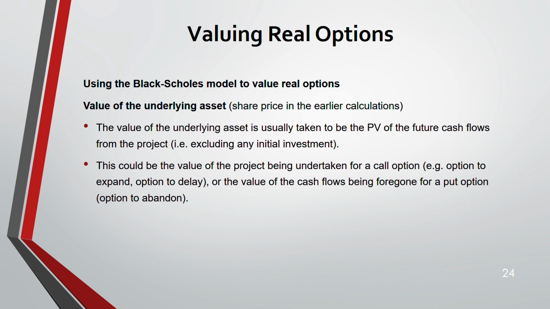But if it's a put option, what is it? Value of the cash flow that you have foregone. That means you're going to sacrifice opportunity cost. You're not going to get this cash flow. You're going to lose on it. For example, option to abandon. This is the amount of cash flow you're going to lose. That is the value of the cash flow that you have to take as the value of the underlying asset for the put option. Call option, it's easy. What is the amount that you're going to get? Present value of the future cash flow.